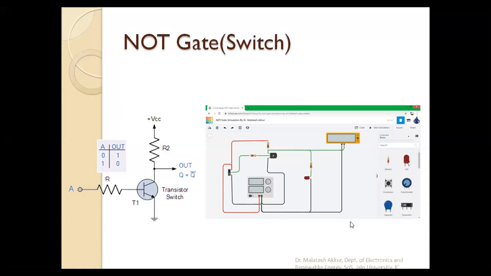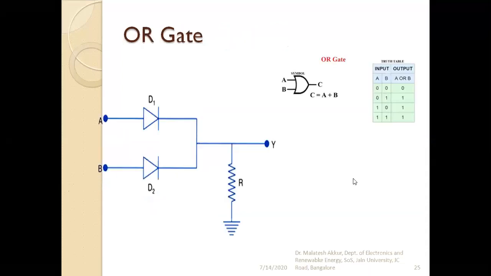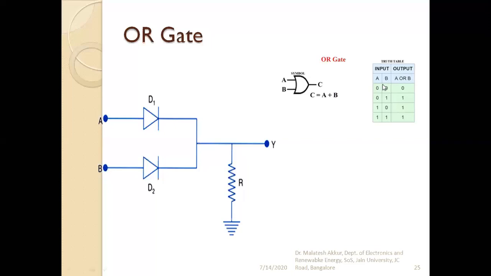Now let us see one more circuit, which is the OR gate. Yeah, this is the OR gate. As we discussed before, in case of the OR gate, look at the truth table on the right side corner. The possibilities are A and B: 0 0, 0 1, 1 0, 1 1. In case of the OR gate, if any one input is 1, the output is 1, that is high. This is the logic symbol and this is the circuit diagram.